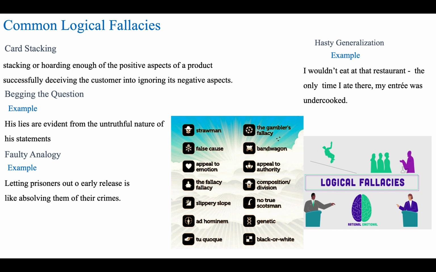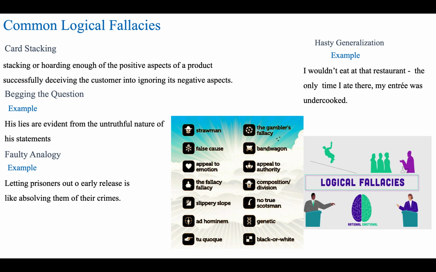Next is faulty analogy, which is an inaccurate, inappropriate, or misleading comparison between two things. Letting prisoners out early, or early release, is like absolving them of their crimes, which is not true.